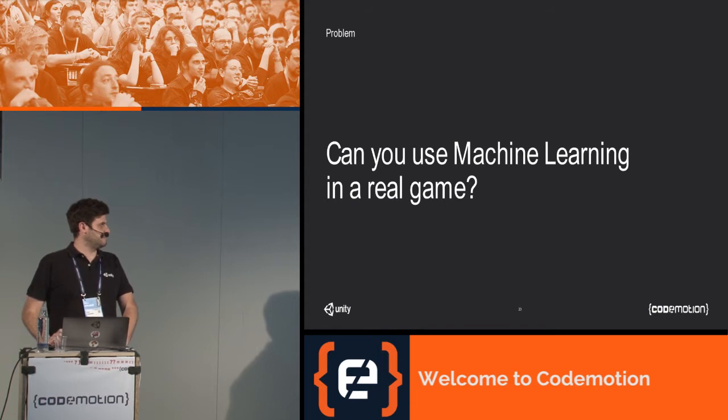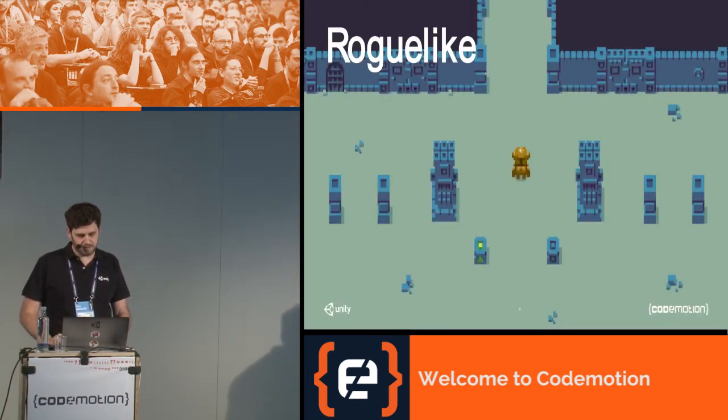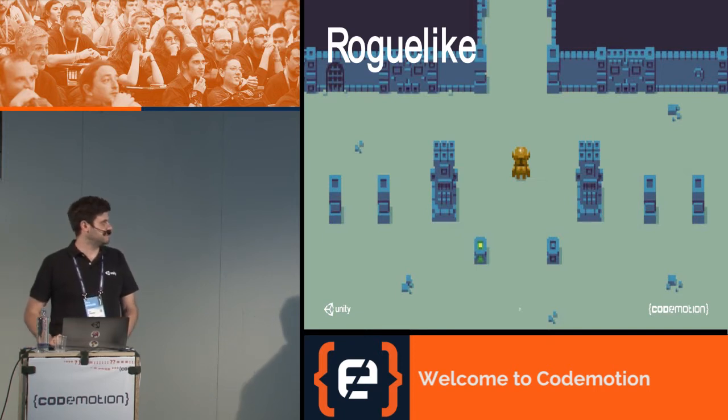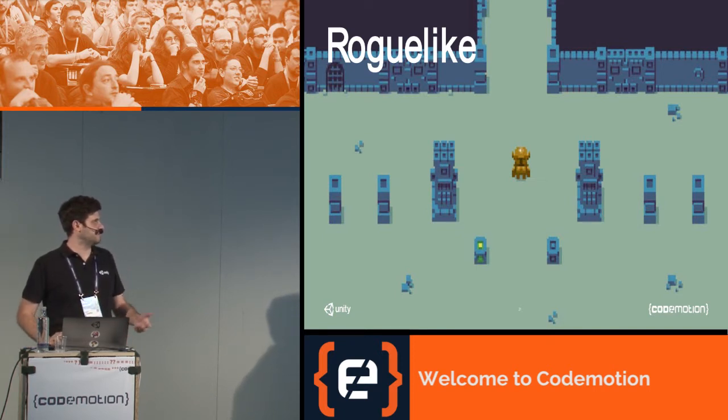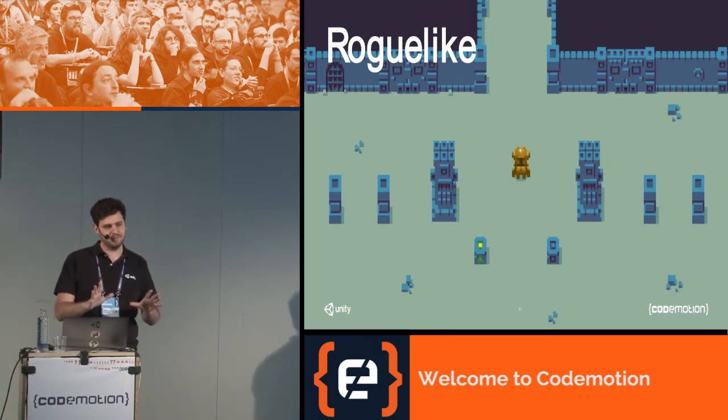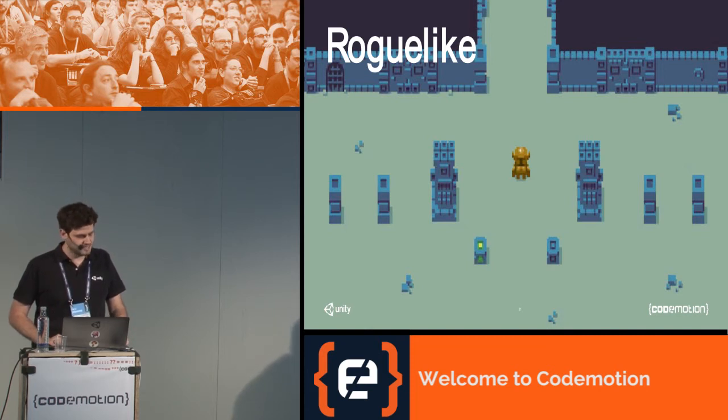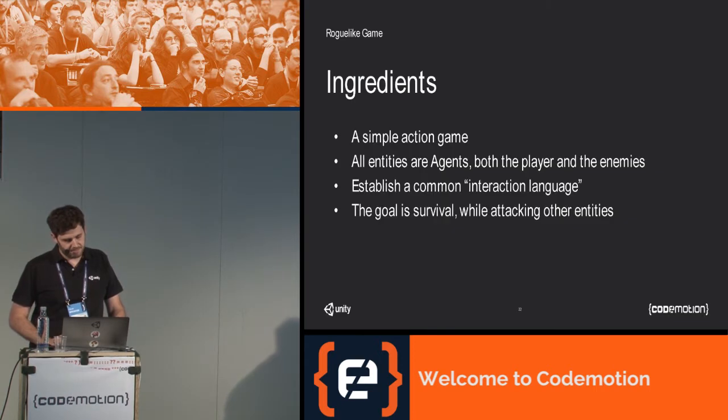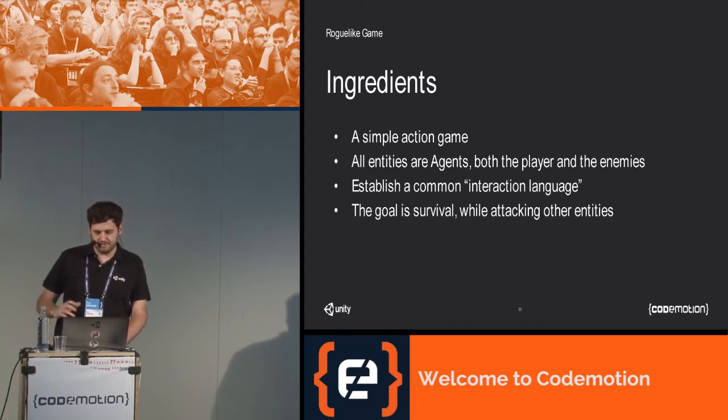So when I started playing around with machine learning with Unity, I thought, is it possible to use machine learning in a real game? So let's make something more complex. And so we came up, me and a colleague, with this very, very simple game that we call the Roguelike. So we use this pixel art graphics. We wanted to keep stuff simple, because machine learning is quite hard. And we came up with this idea, basically, it's a very simple action game. You have the character moving in 2D, right?